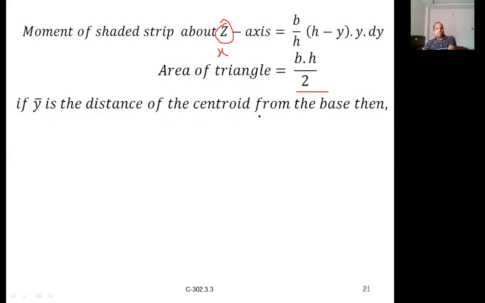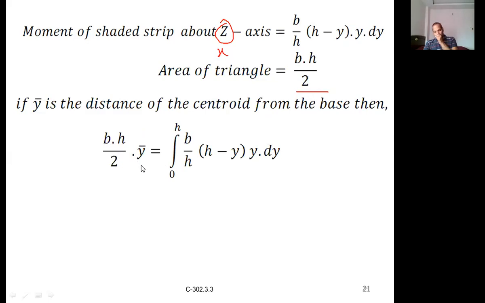If y bar is the distance of the centroid from its base, then it is nothing but the moment of area. It's the area of the triangle into its centroid. It is like a resultant force and its point of application. That point of application we don't know, so that's what we have to calculate. We are assuming it is y bar, and the resultant force is nothing but the area. So that's the moment of area: the area and this distance.